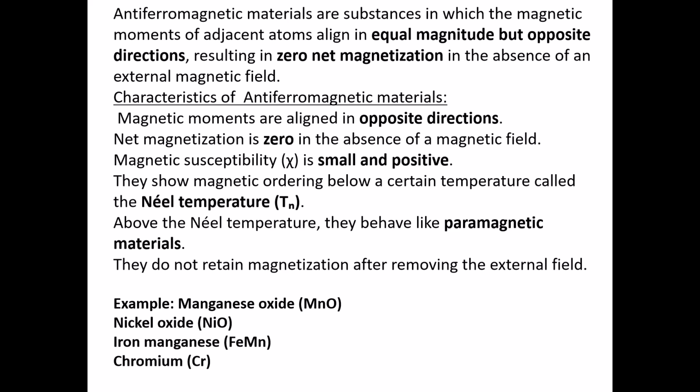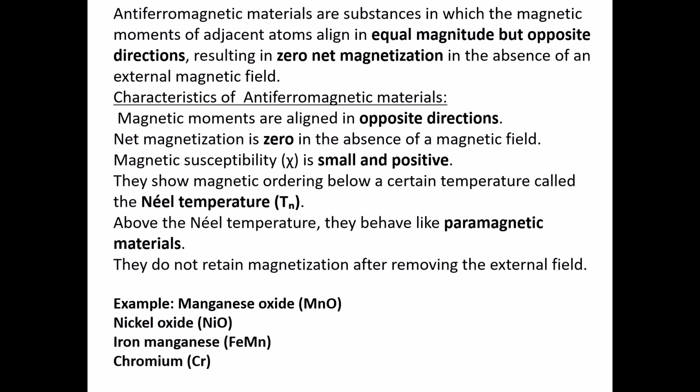The next magnetic material is antiferromagnetic materials or substances in which the magnetic moments of adjacent atoms align in equal magnitude but opposite direction, resulting in zero net magnetization in the absence of an external magnetic field. Characteristics: magnetic moments are aligned in opposite directions. Net magnetization is zero in the absence of a magnetic field.